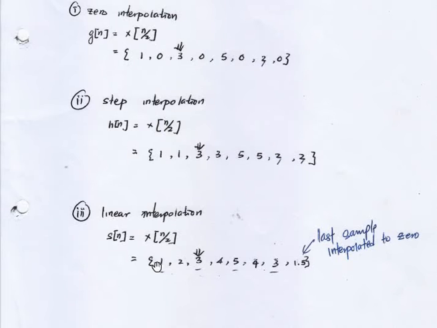Linear interpolation is n divided by 2. Okay, n divided by 2 using the linear interpolation. So original is 1 and 3. So in between 1 and 3, linear is 2. New sample is 2. Between 3 and 5, you get 4. 5 and 3, you get 4 also. And the last sample is always interpolated to 0, so you get 1.5. So this is called linear interpolation.